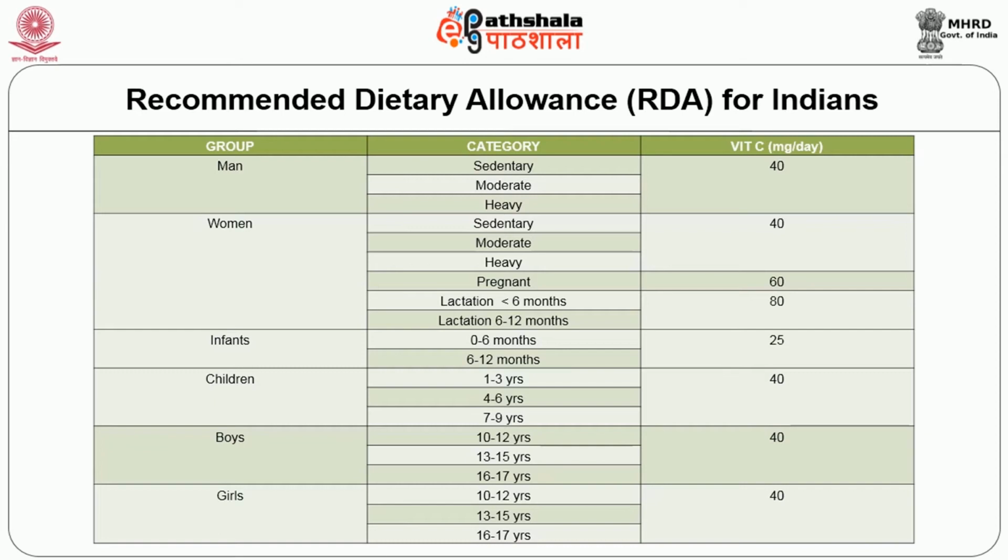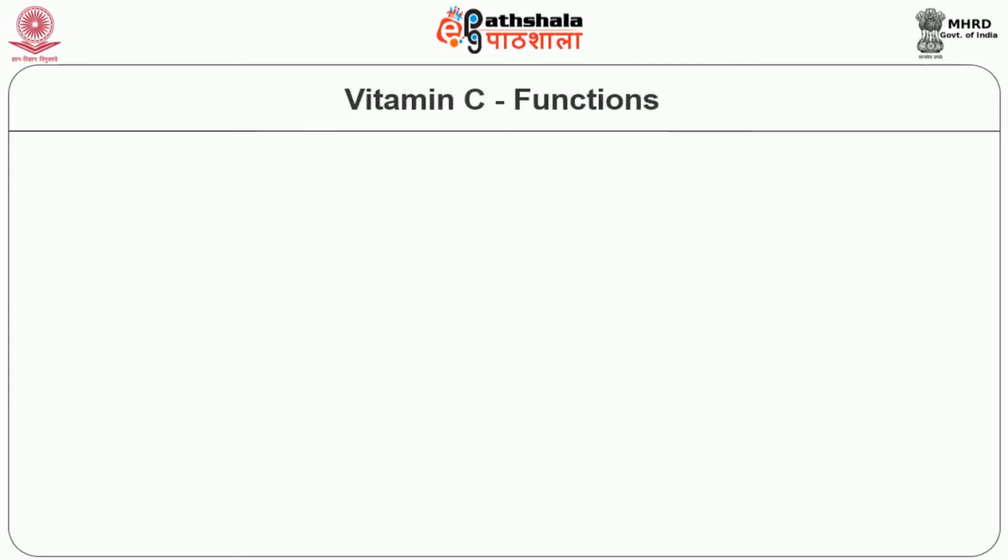Other than that, even children, boys and girls of all age groups, require only 40 milligrams of ascorbic acid per day, and this amount can be met by consuming freshly available fruits and vegetables which are available in that season. Now, let us learn about the functions of vitamin C.